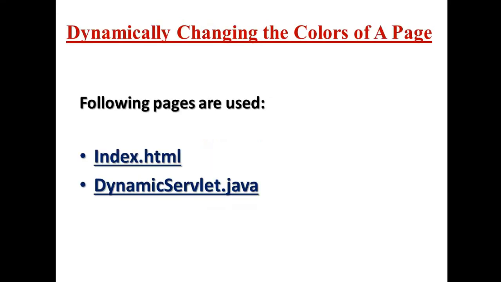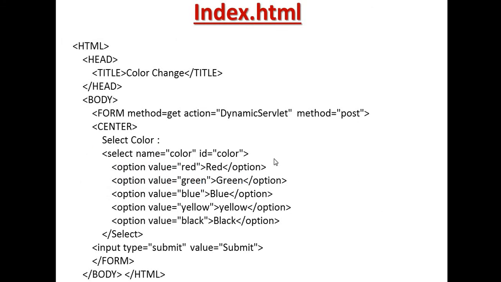Now we'll see the next program, how we dynamically change the color of the servlet page. Here we use an index.html page and one servlet page, the dynamic servlet. Now see the code for this index.html page: we have a method, the dynamic servlet we are creating here. So method equal to post and action equal to dynamic servlet, and here we are selecting the color while we are running the program.